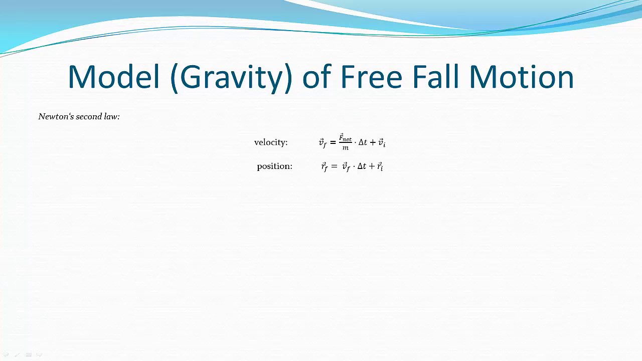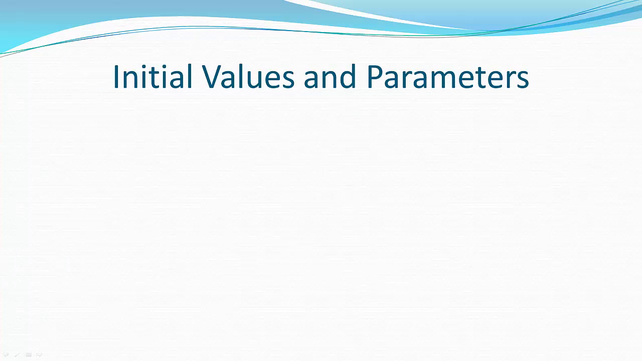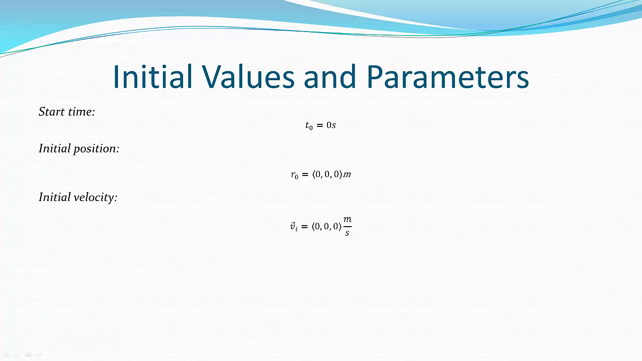In this first model, the net force consisted only of the gravitational force. This leads to the following equation for the new velocity. As you can see, it is independent of the mass of the object because it cancels out. Now a few initial values and parameters are needed for the model. These include the start time, the initial position and velocity, the time step length, and the end time.